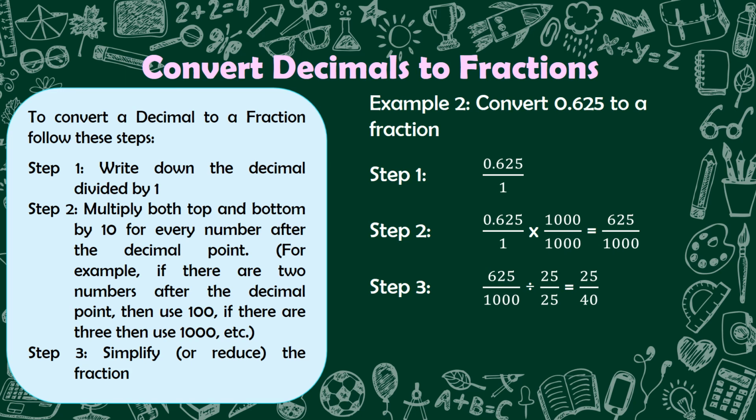We can see that 25 over 40 can still be reduced. The common factor for them is 5. So 25 divided by 5 is equal to 5. And 40 divided by 5 is equal to 8. Our final answer is equal to 5 over 8.